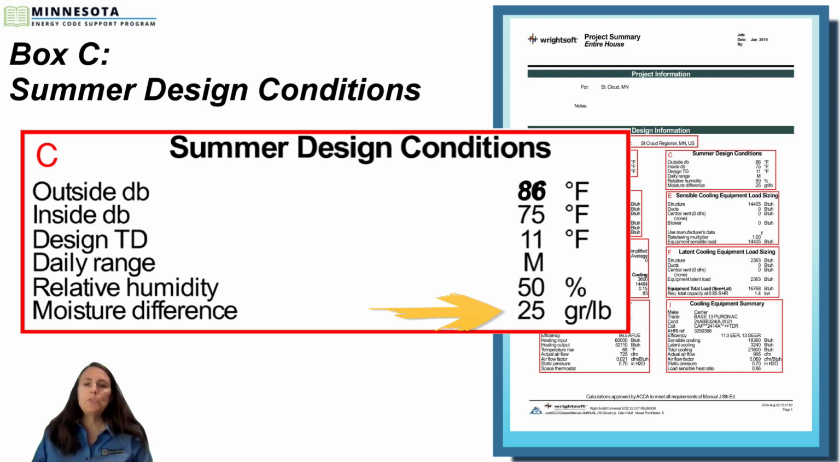Now, this is the difference between the humidity ratio found in the outdoor air and the humidity ratio of the indoor air. In other words, what is the moisture in the air on the outside compared to what the moisture is on the inside? So that would be 50% relative humidity. Now, for Minnesota, there will be a positive number in this line. If this was a dry climate like New Mexico, the number listed here would be a negative number.